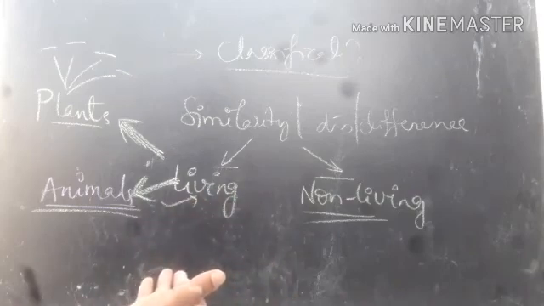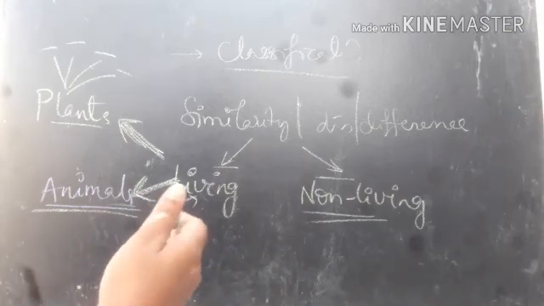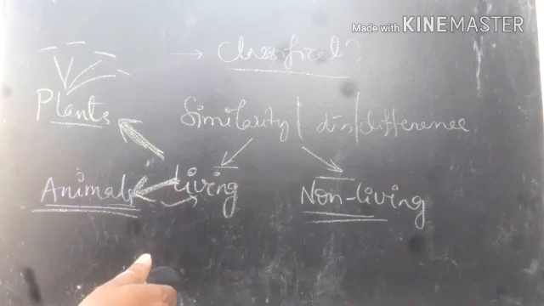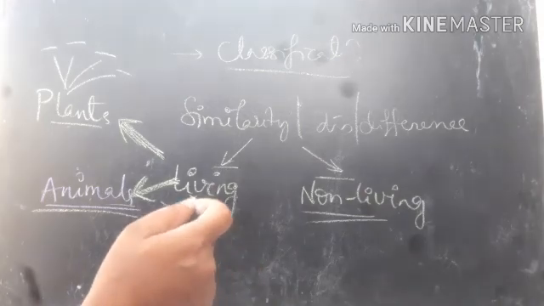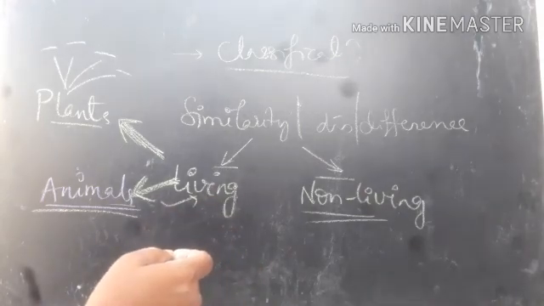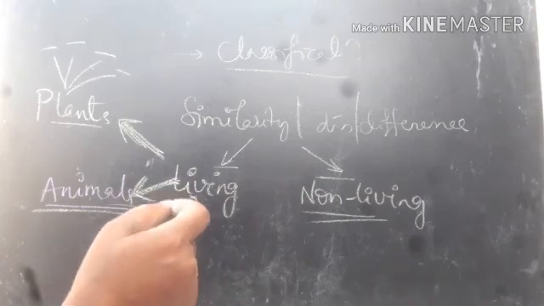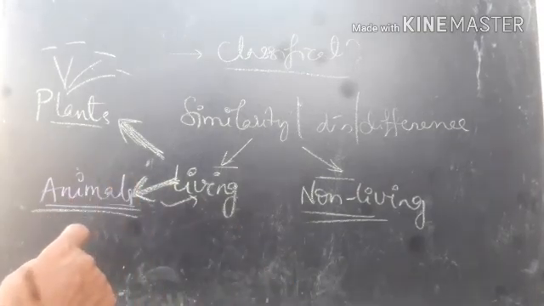Now sample problem 2. Find out the odd man out from the following: chair, bed, table, baby, cupboard. Once again I am reading: chair, bed, table, baby, cupboard. Out of this, which is the odd one? Very good, baby. Why? Because baby is the only living thing among them. Remaining all are non-living things.